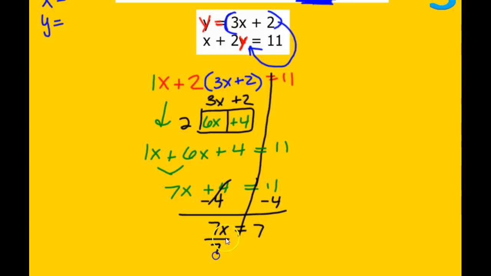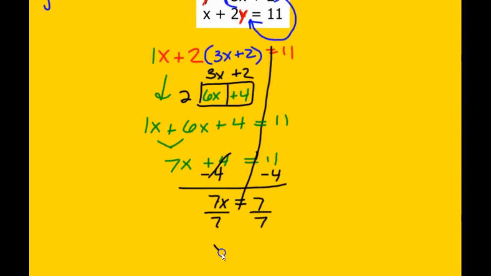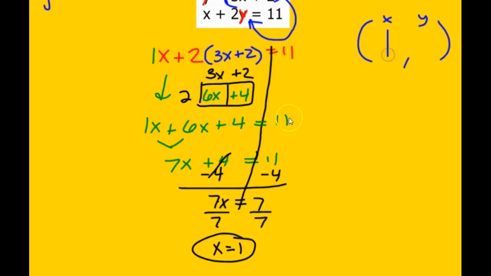And then divide by 7 to get rid of that number out front. 7 over 7 is just 1. 7 goes into 7 one time. So my answer as a point or an ordered pair, x is 1.